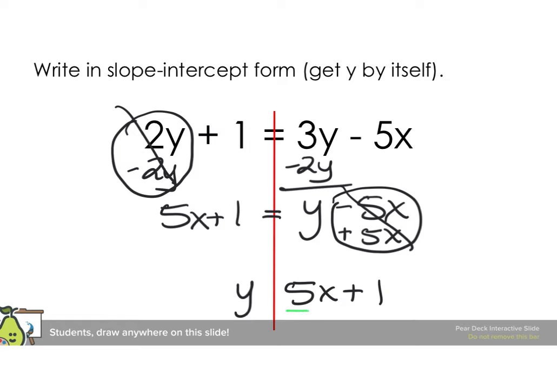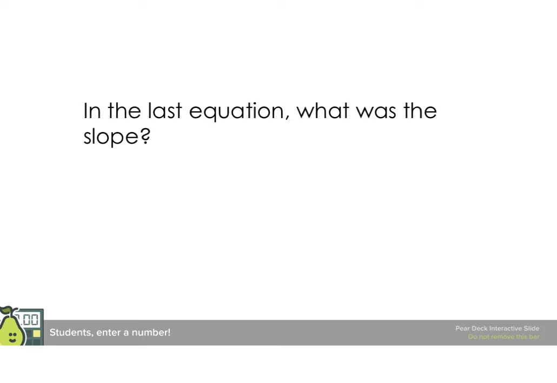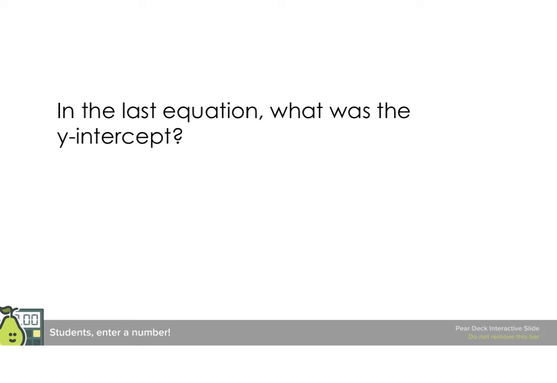Again, I'm going to have my slope here, my y-intercept here. So going to the next page, I can answer, 1. The slope of the last problem was 5. And the y-intercept of the last problem was 1. I think. Kind of forget. Cool.